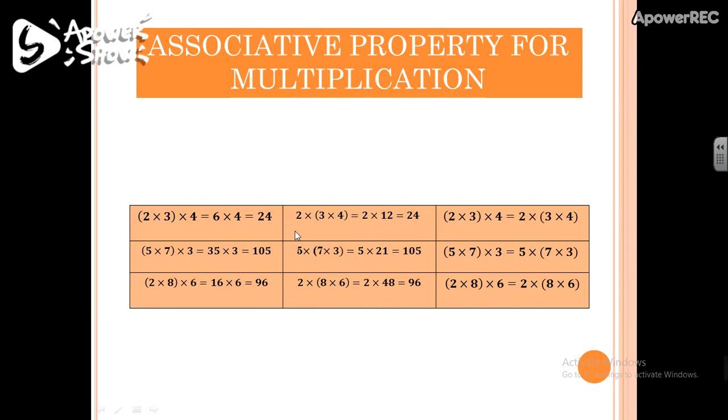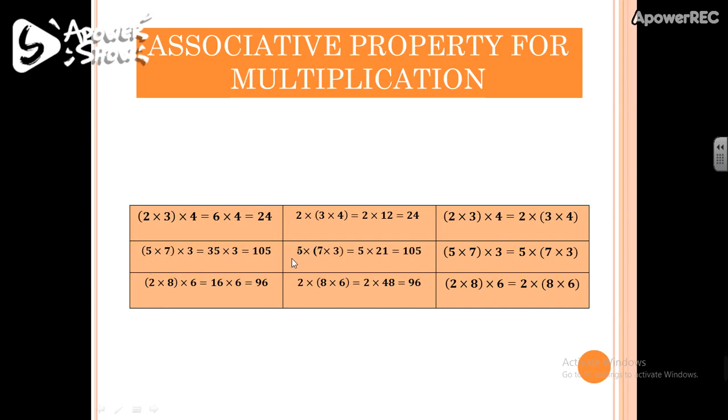So from these two examples, we are getting that (2 multiplied by 3) multiplied by 4 equals 2 multiplied by (3 multiplied by 4). That means the answer which you are getting by doing multiplication in both the ways is equal. Now similarly, multiply 5, 7 and 3. So in the first one, I am multiplying 5 and 7 before. So 5 7s are 35, and now multiply 3 with 35. So 35 3s are 105.